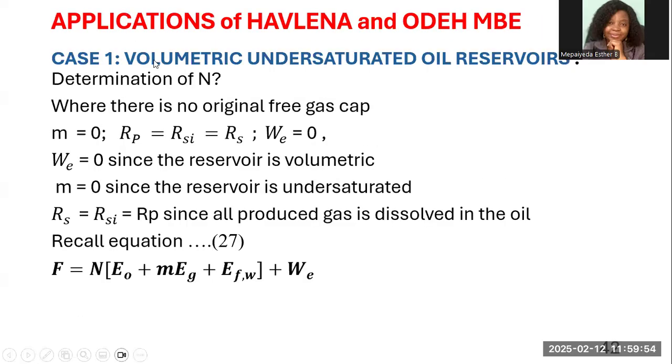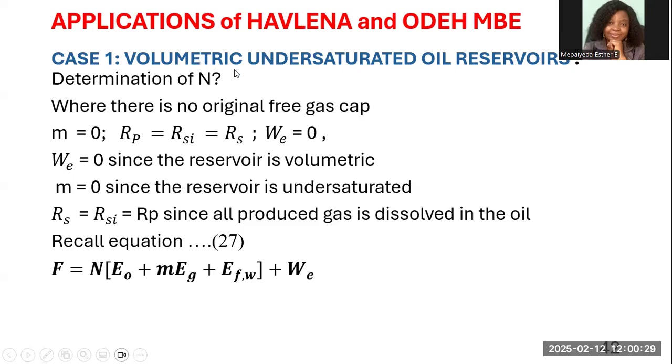So let's look at case 1 of the application of Havlena and Odeh. What exactly did they do? We have seen that they came up with this simplified equation, that's equation 27, and we have seen what each of these stands for in our equation 25. You may not fully understand this video if you did not listen to part 1 and part 2. So I encourage you to go back to part 1 and part 2, so that you fully understand what we are talking about in this part 3.